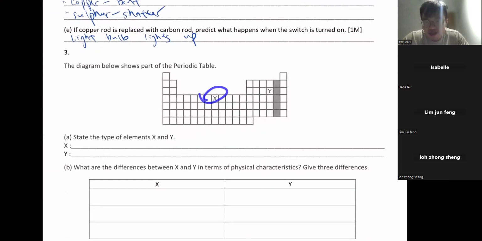So the type of element X and Y. Okay, what is X? What is on the left side? Metal. Okay, yes, metal. Thank you.